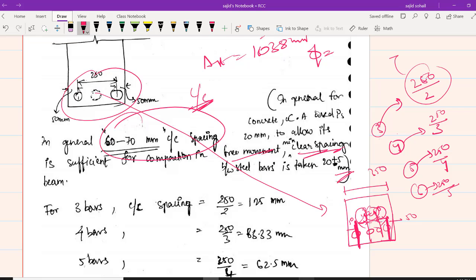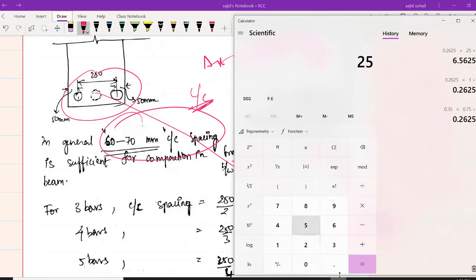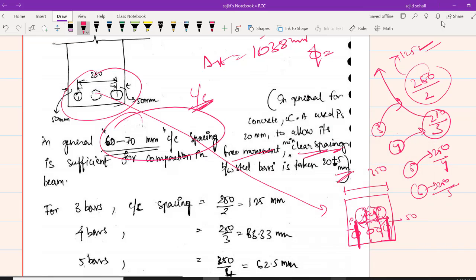So 250 divided by 2 is 125 mm. Well and good, you can keep 3 bars. If you want to keep 4 bars, 250 divided by 3. 250 divided by 3 कितना है? You will be getting some 83.33, which is also good. I have told you it should be a minimum of like 60 to 70 mm, right? So this is also good.